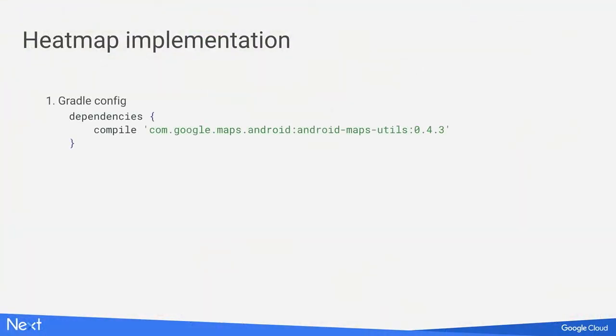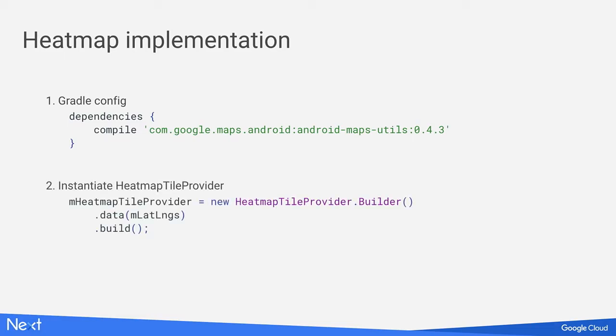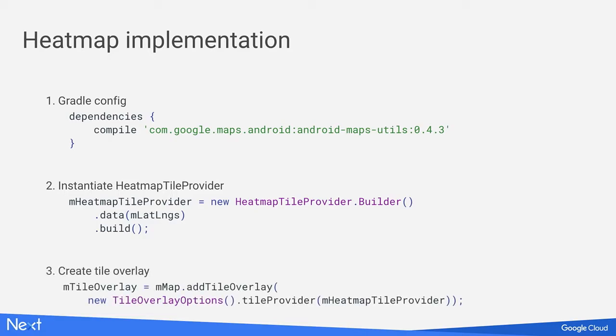Again, the implementation for this is trivial. It's the same library that we use. We add that interface we have on our data items. We then instantiate a heat map tile provider. This is the thing that's going to generate the tiles, depending on zoom levels and lat longs.